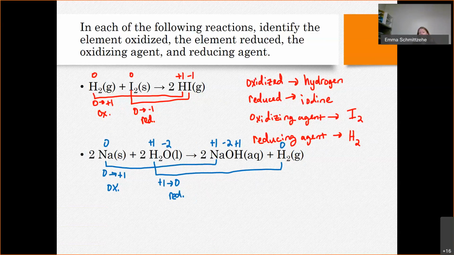Okay, so we have to have an oxidation and a reduction. Sometimes you can run into a more complicated reaction where you have multiple oxidations or multiple reductions, and so you might have 3 different changes. We'll stick to simple stuff where it's one of each, okay?